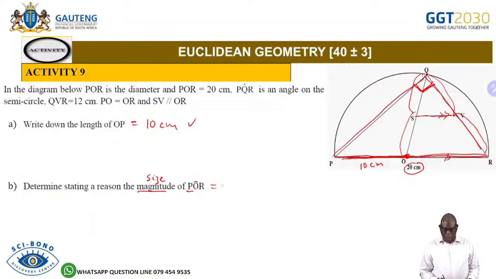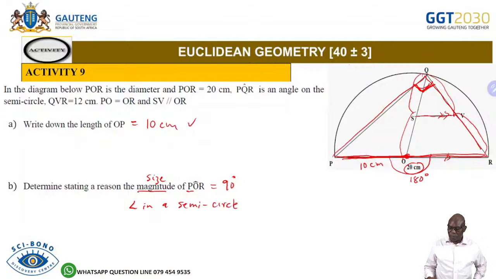So POR is 90 degrees, and the reason will be angle in a semicircle, or we can say angle at center, it's twice that angle because this is 180 degrees. So it's angle at center, we can use that. Or we can say angle subtended by the diameter. Those are the reasons that we can put in there.